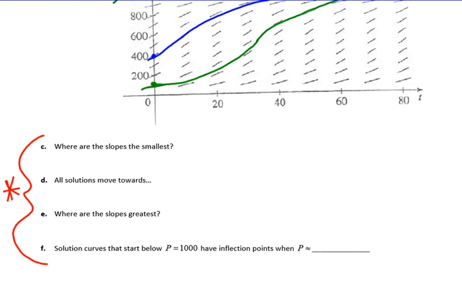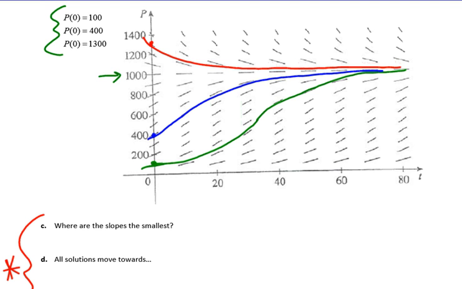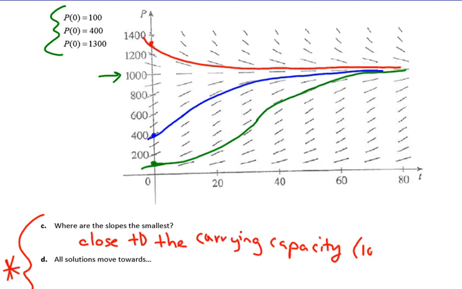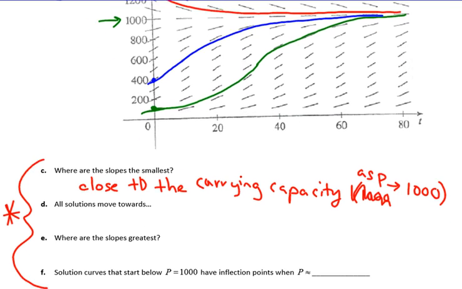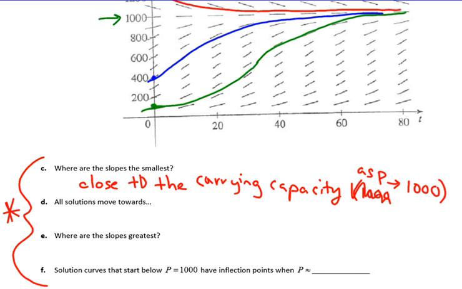So if I were to ask you where are the slopes the smallest, that's pretty self-explanatory. The slopes are going to be the smallest when the slopes are approaching 0. So that is close to the carrying capacity, which in this problem would be as P approaches 1,000. Okay. Then all solutions move towards, again, the carrying capacity.